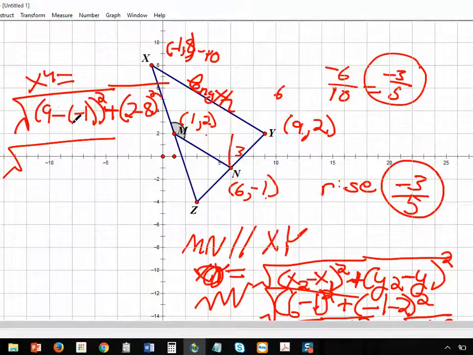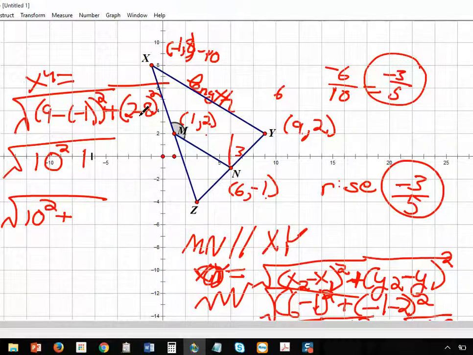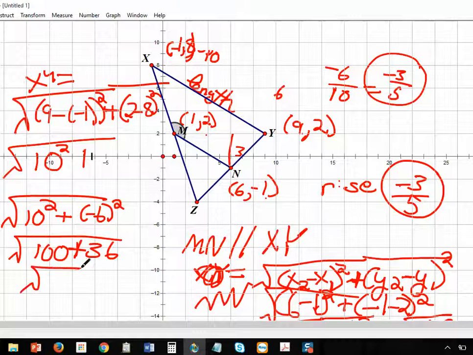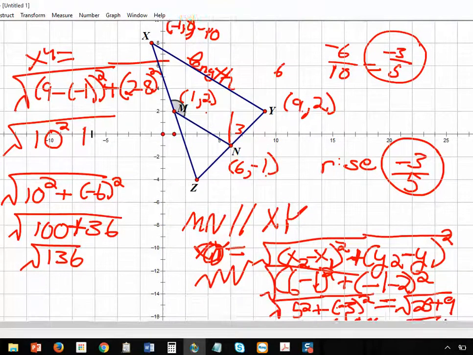So 9 minus -1 is the same as 9 plus 1. So that's 10. And 2 minus 8 is -6. So we have 10 squared plus -6 squared. All right, so this is 100 plus 36. So we have the square root of 136. Now it's pretty hard to compare.